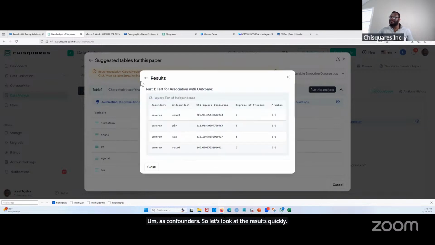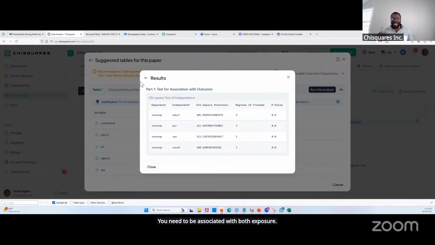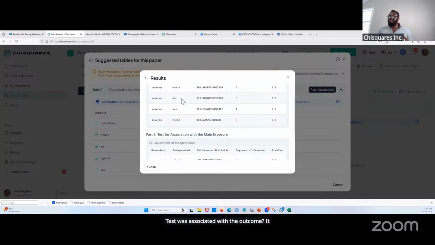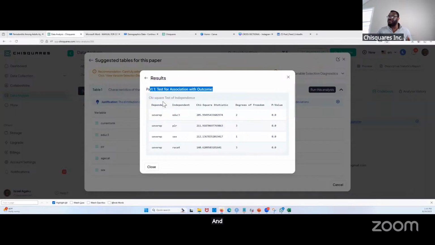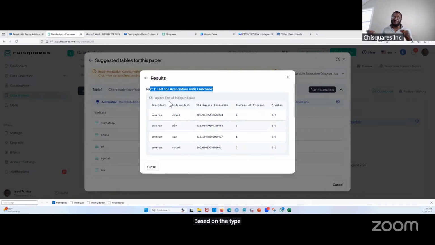So here, remember that confounding is a two-test benchmark. Is this variable associated with the exposure, and is it associated with the outcome? You need to be associated with both exposure and outcome, and also not lie on a causal pathway, obviously, for you to be a confounder. So the platform tests for association with the outcome. It does all of these tests in the background, and here you have the variables, independent. The platform obviously knows the kind of test that needs to be done based on the type of variable through a decision algorithm, and it performs those tests.